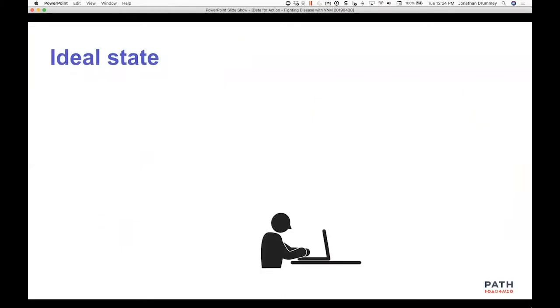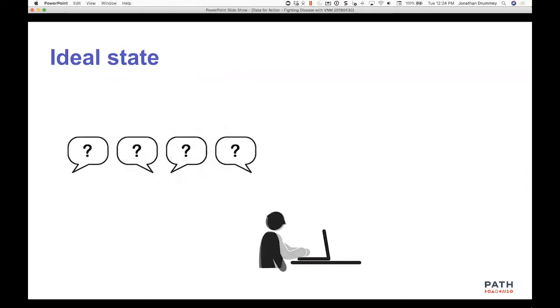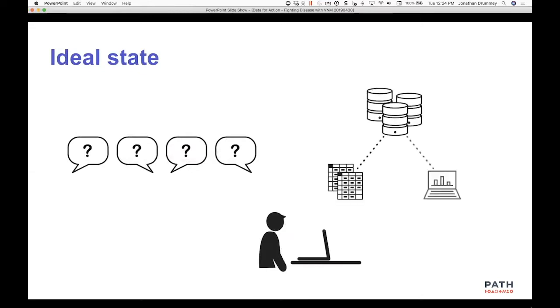Our ideal state when we're working with data would be that we have some set of questions that we're asking of the data, and they all line up and get organized in a good way. And then the data that we're actually working with all connects together, all the different sources, and we're able to go through and turn our questions into answers and be successful in that.